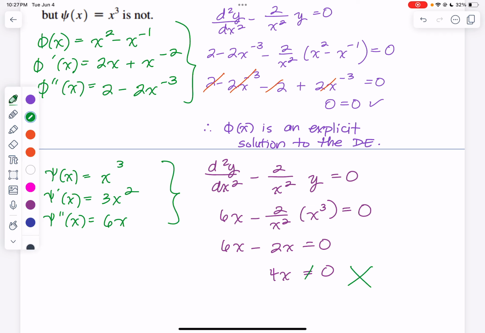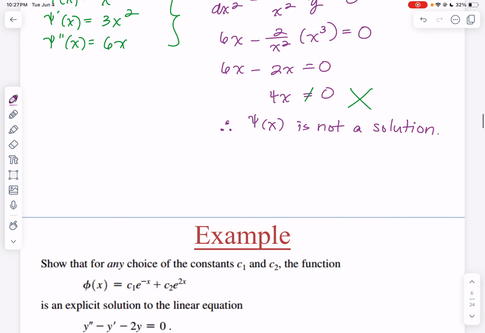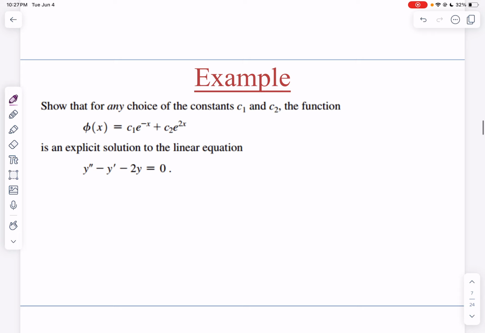So, therefore, psi of x is not a solution. Okay, so moving on, let's look at our next example.